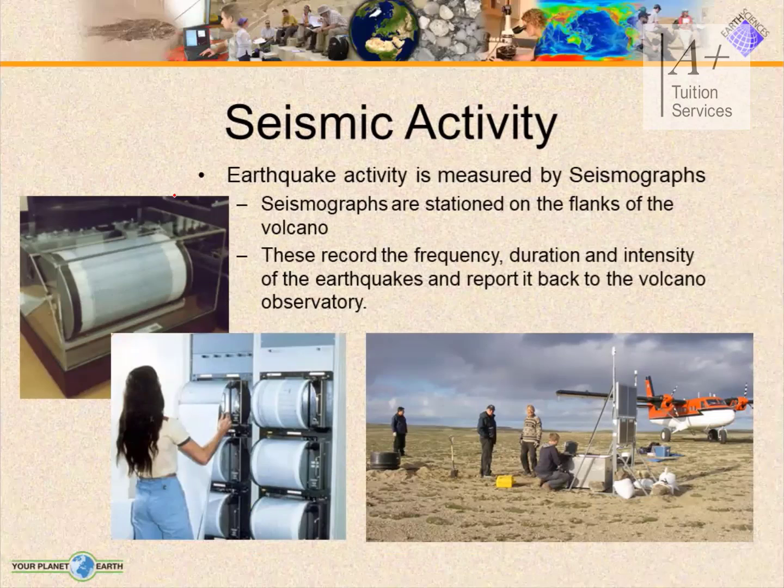Earthquake activity is measured by seismographs, as we would have seen in our previous lesson. Seismographs are stationed on the flanks of the volcano. So that's like the outskirts of the volcano. These record the frequency, duration, and intensity of earthquakes and report back to the Volcano Observatory, and they will keep their measurements and look at the activities of the volcano. Obviously, the more earthquakes, the more activity, and it's really close for a volcano to erupt.